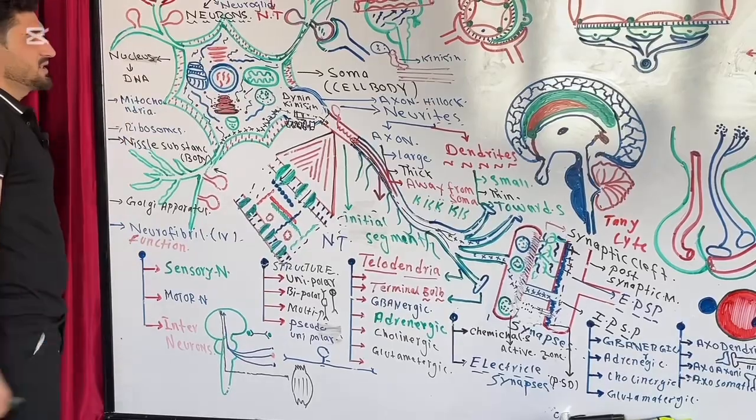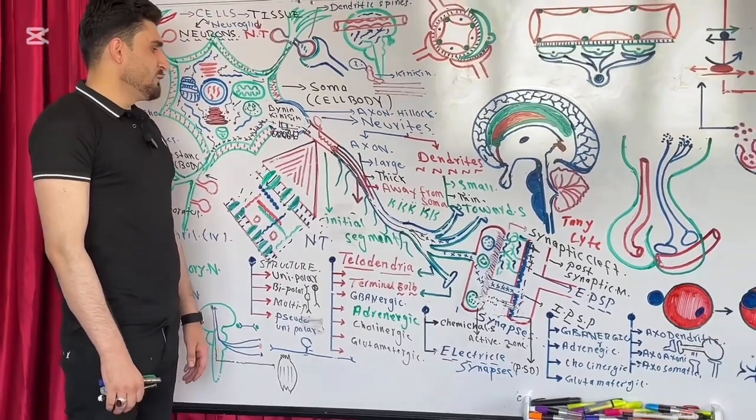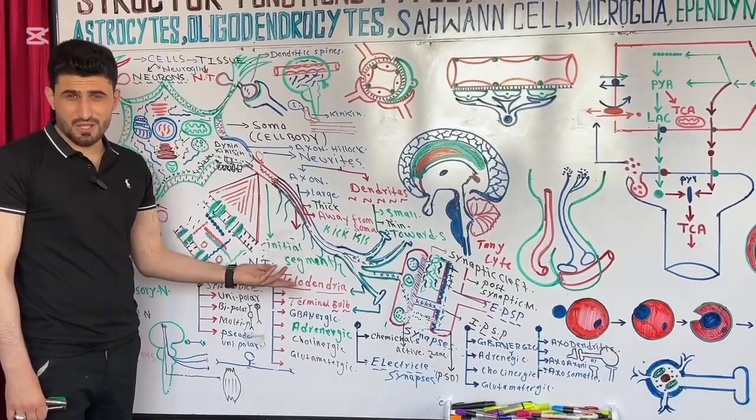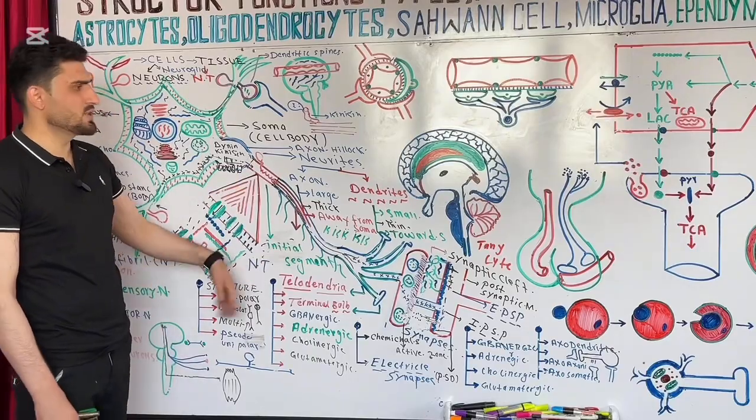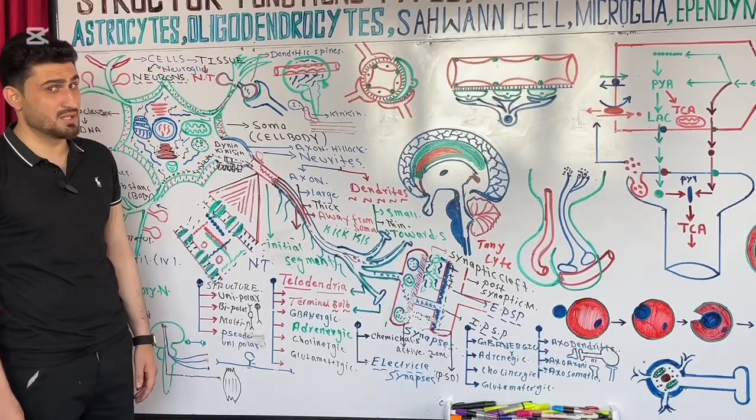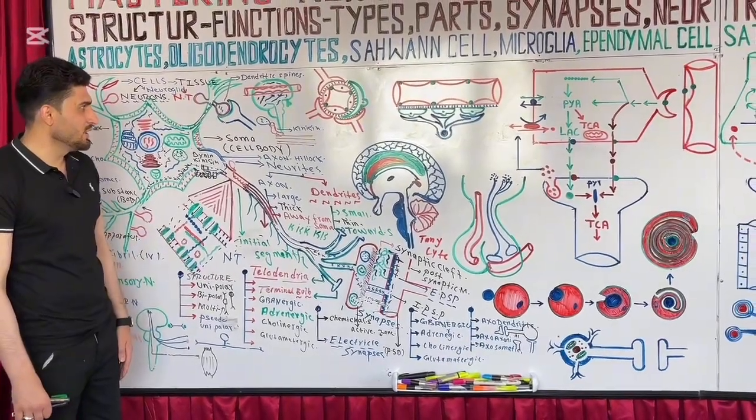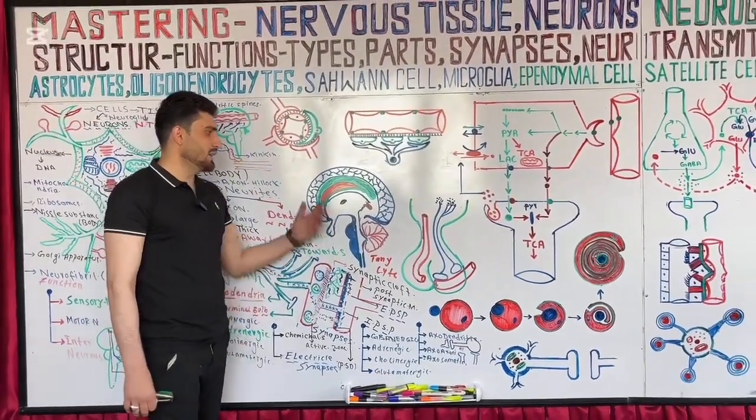Anyway, this was the structure and functions of the neuron. The generation of the action potential, resting membrane potential, and functions of our neurons we will talk about in a future lecture under the title of resting membrane potential and action potential. Now I'm going to talk about the neuroglia or glial cells.